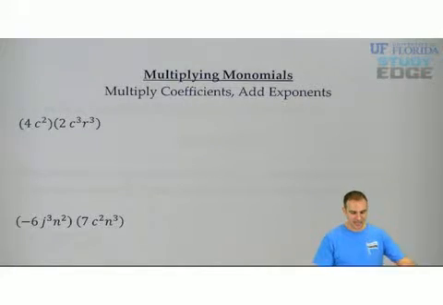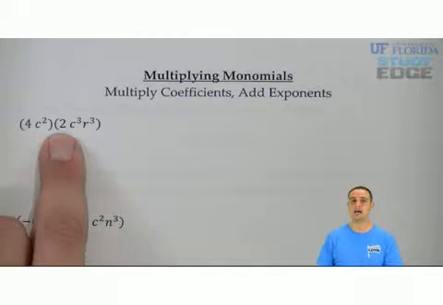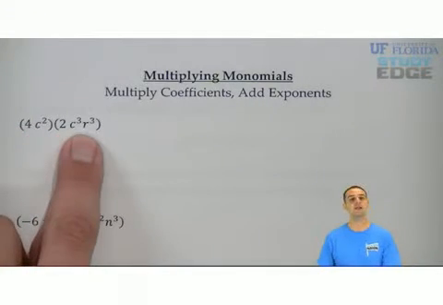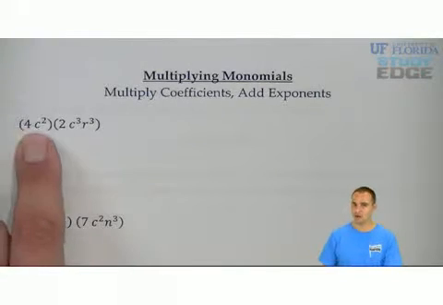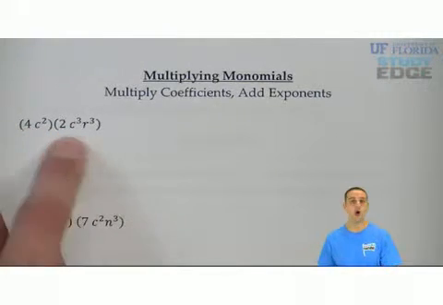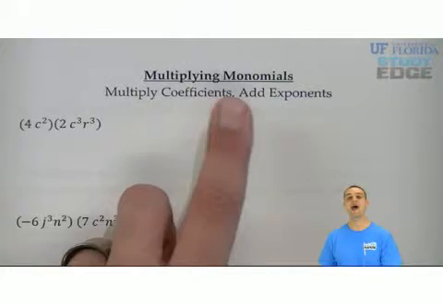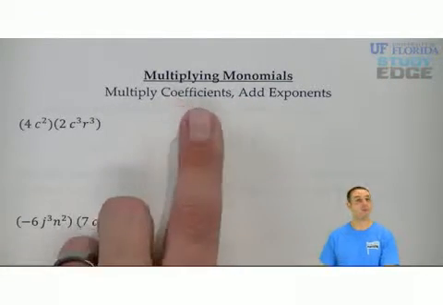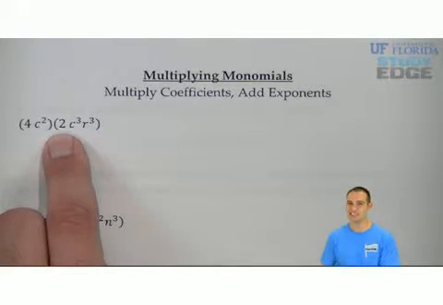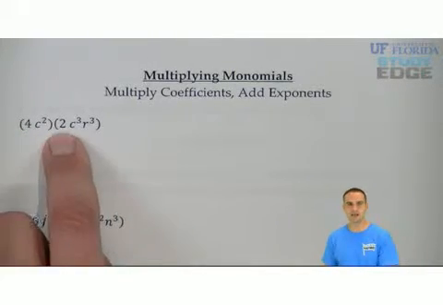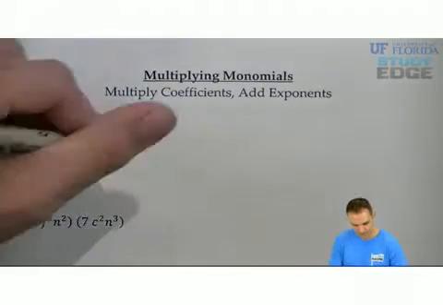For this first example, we have 4c squared times 2c cubed r cubed. And we're going to multiply them together. To do this, we have a monomial times another monomial. We'll multiply the coefficients, and we'll add the exponents. The coefficients, remember, are those numbers 4 and 2, the numbers in front of the variables in this case. So we have 4 times 2, and that would give you 8.